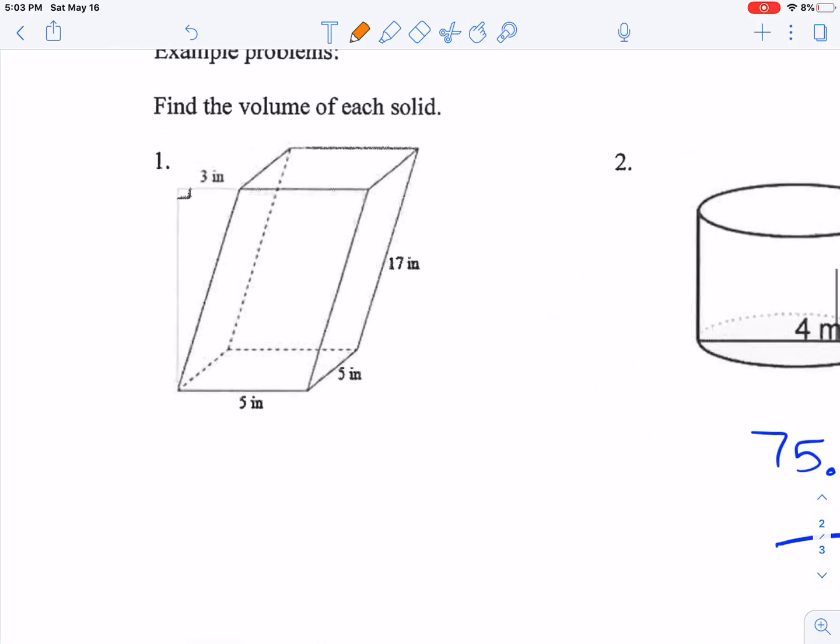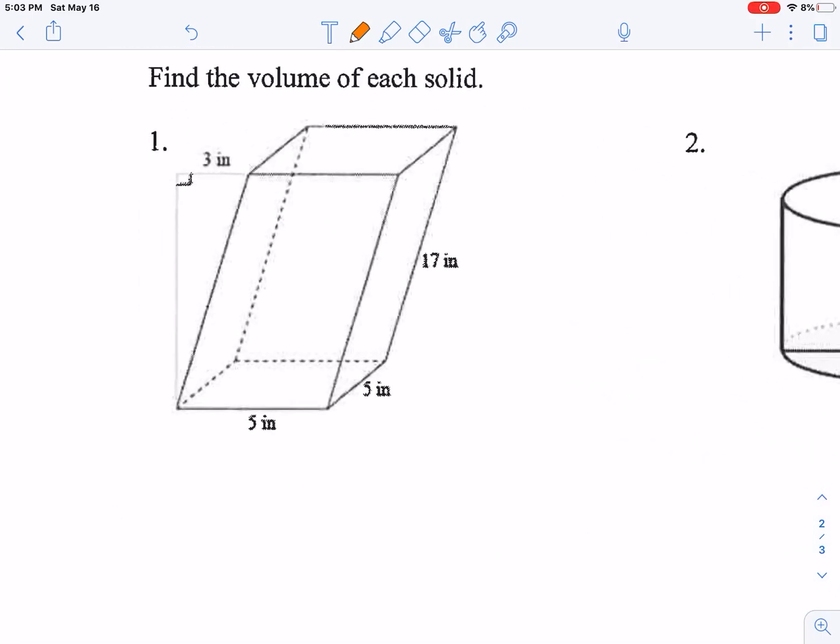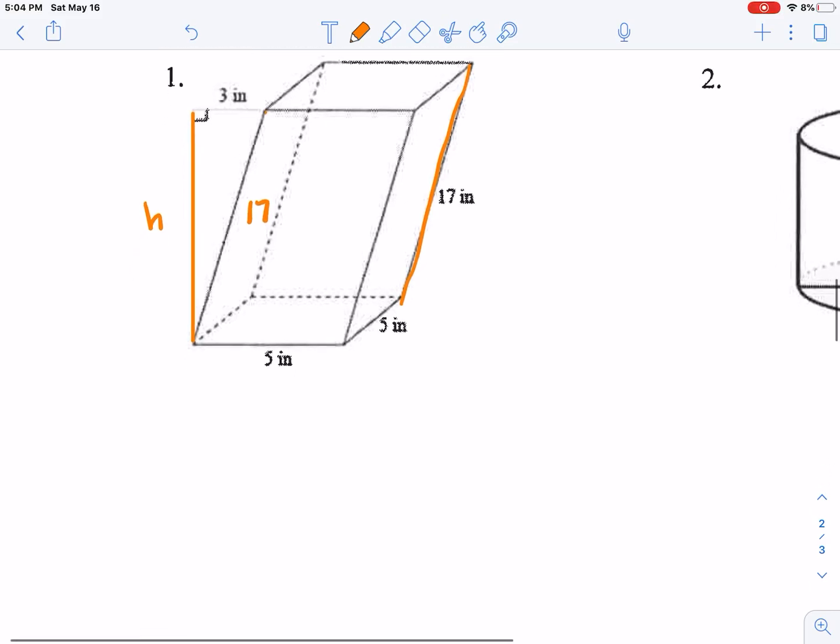Now, for this first one, we do have an oblique prism because it's slanted. So remember, our height has to be perpendicular to that base, so that's going to be what I just put here in orange, okay? So for our height, we're going to have to end up using Pythag. Here we see that our slant height is 17, and this looks like a parallelogram. So we know that that is going to be 17 over here. So now we're just going to use our Pythag like I mentioned.